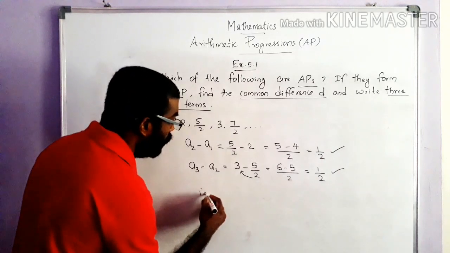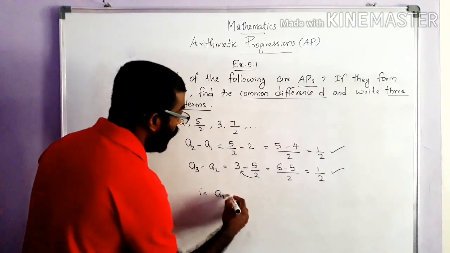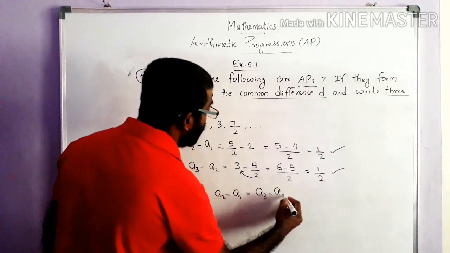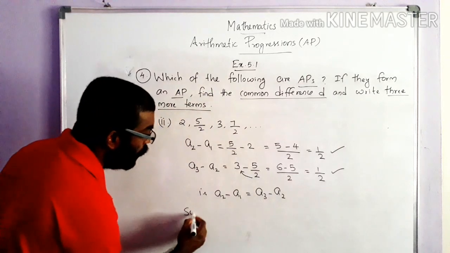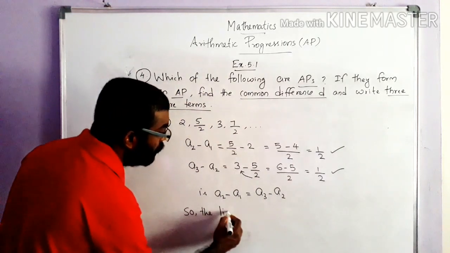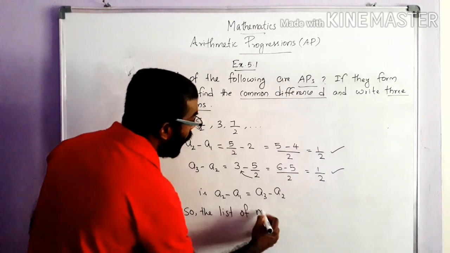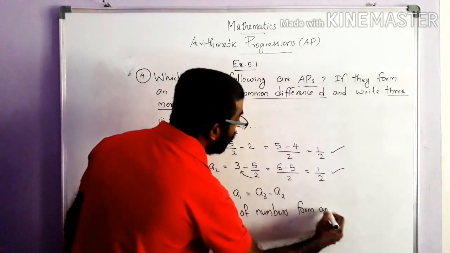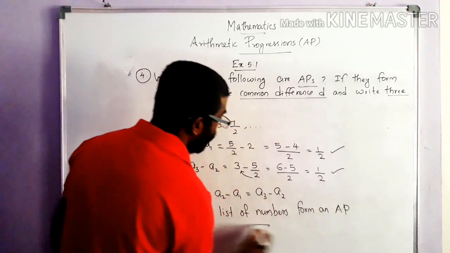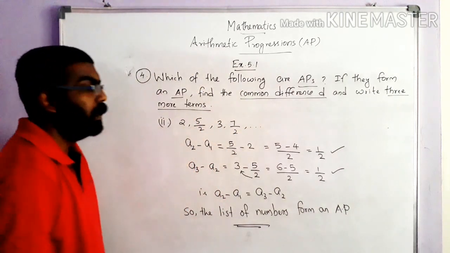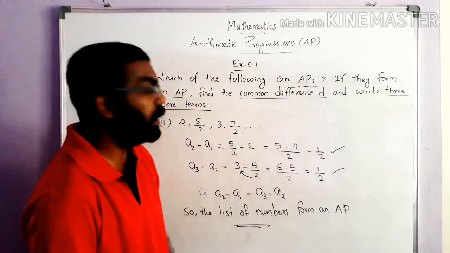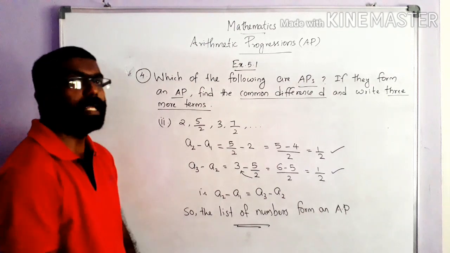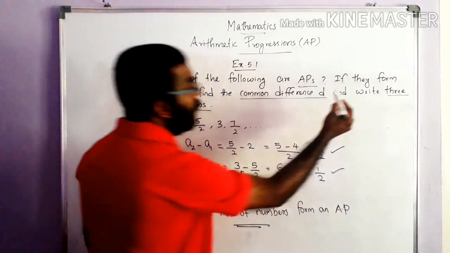That is, A2 minus A1 is equal to A3 minus A2. So the list of numbers form an AP. Okay, here the difference is common, so we can conclude that the list of numbers here given is an AP. Once again listen to the question.